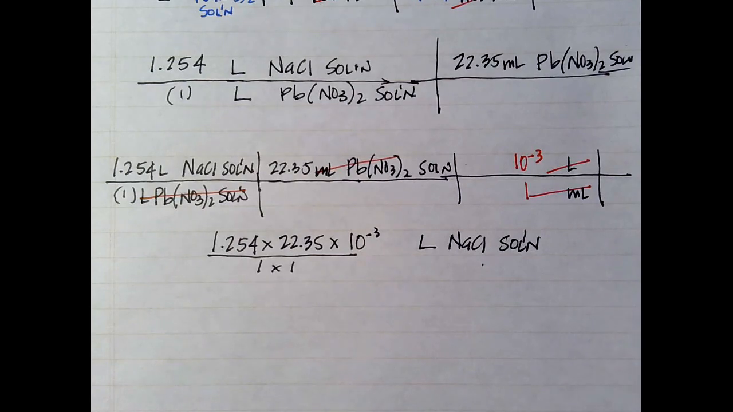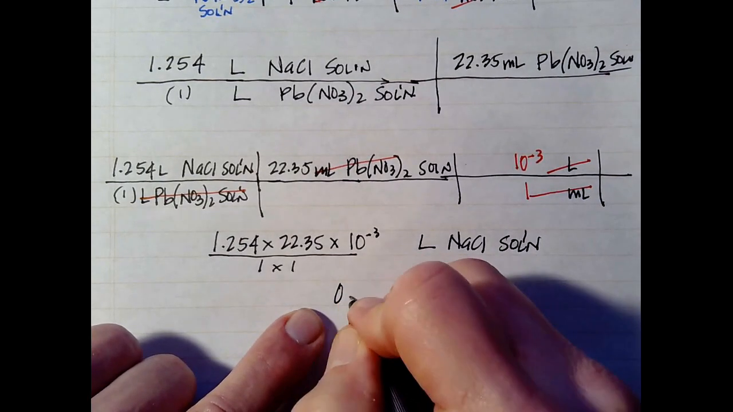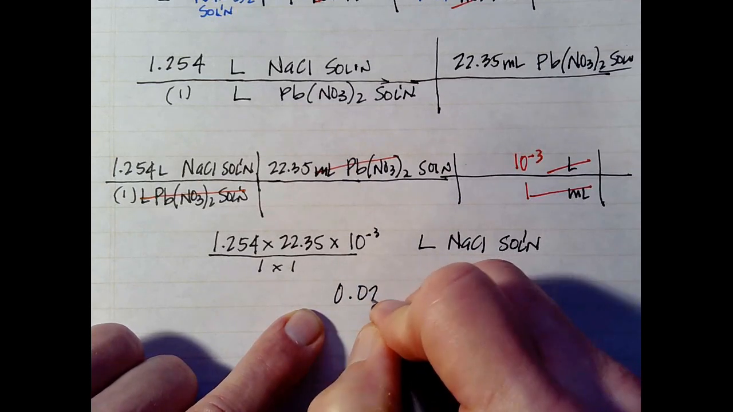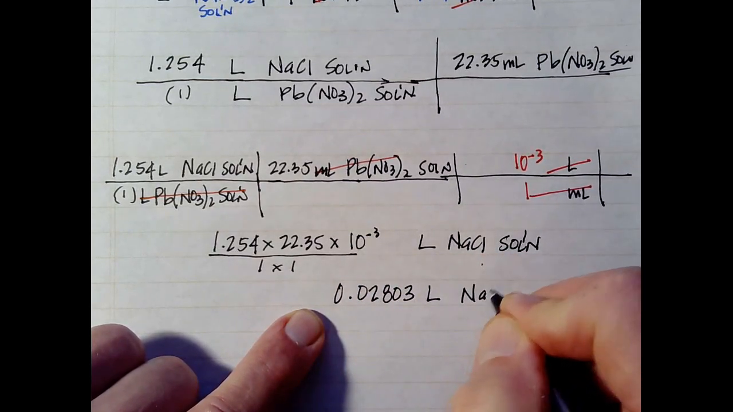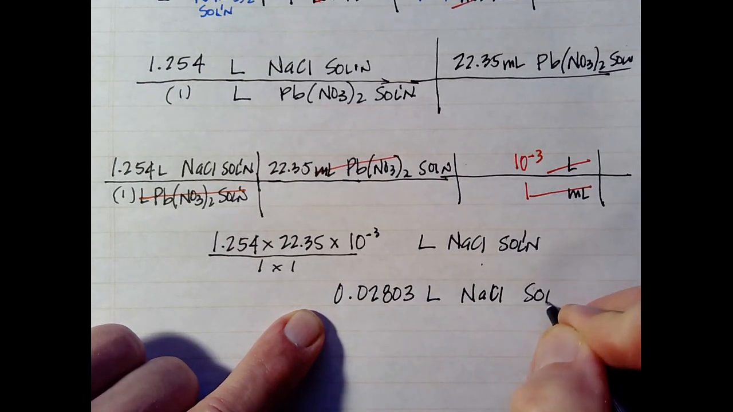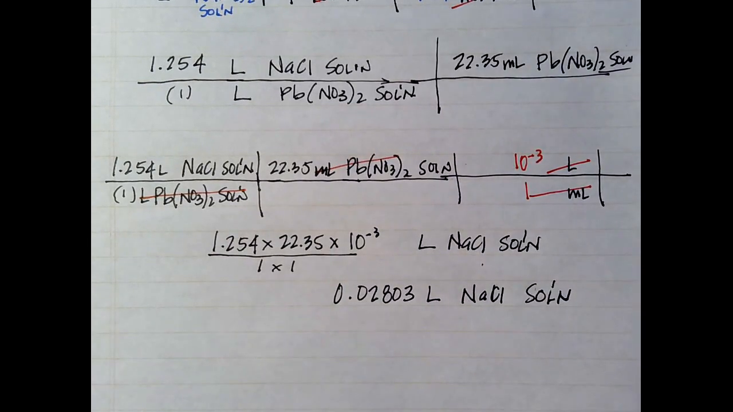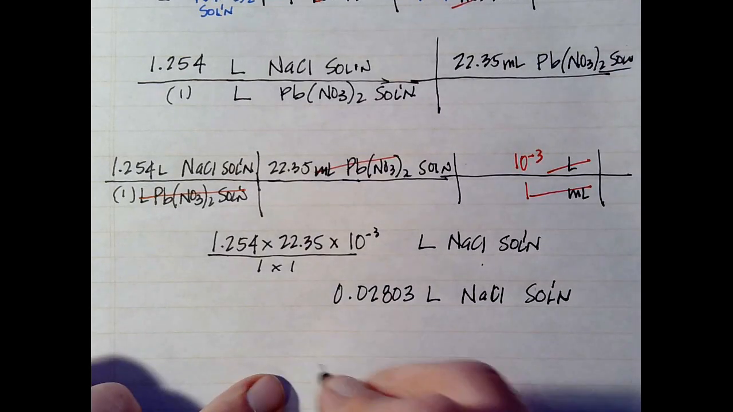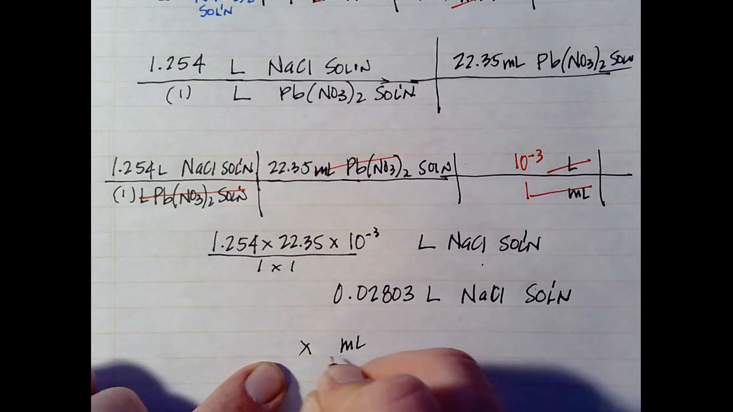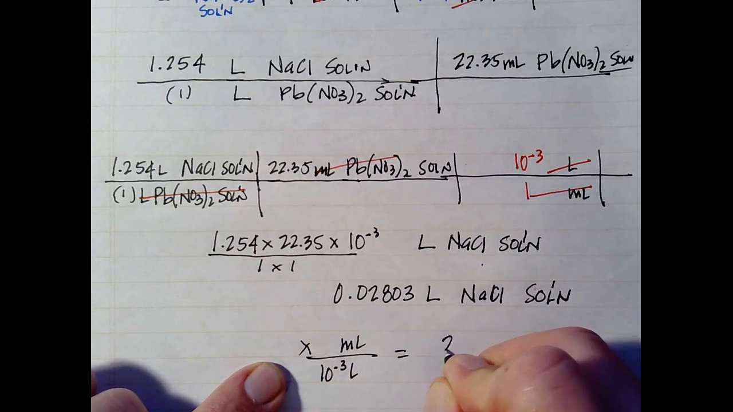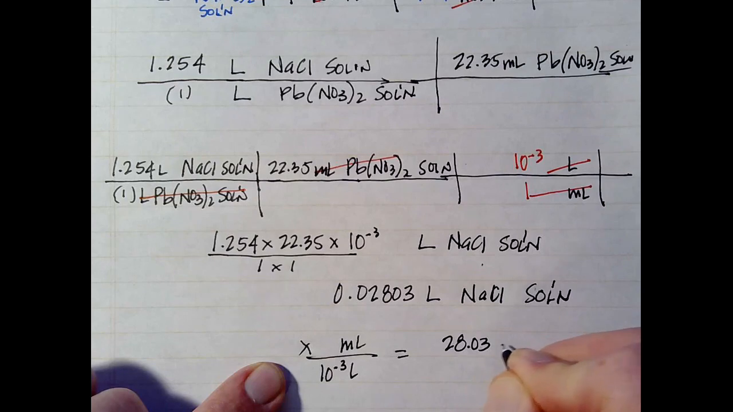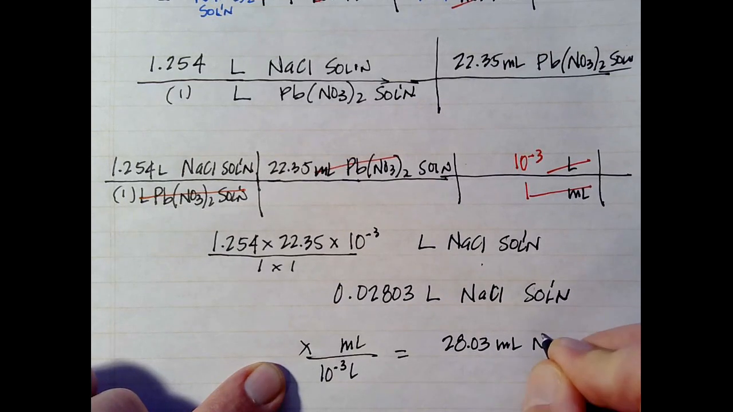You did the math, right? I've got 0.02803 liters of the sodium chloride solution. Now we're not quite there because they want that in milliliters. So okay, milliliters, 10 to the minus 3 liters, 28.03 milliliters of the sodium chloride solution.